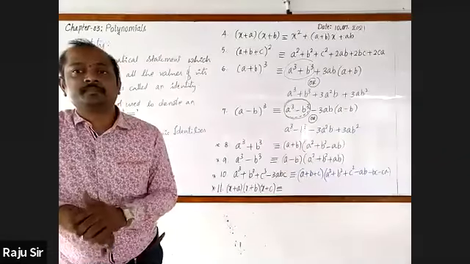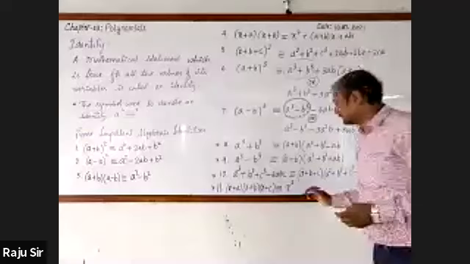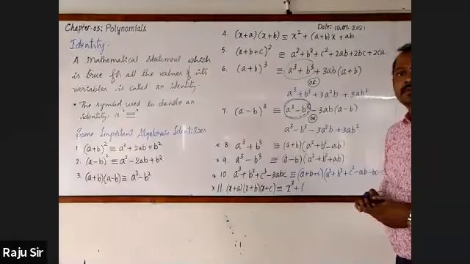Anybody? Vibha, sir. x cube plus (a plus b plus c) x square plus (ab plus bc plus ca) into x plus abc. Okay, this is correct, but a small correction. It is x cube plus, then here we write a plus b plus c into x square.